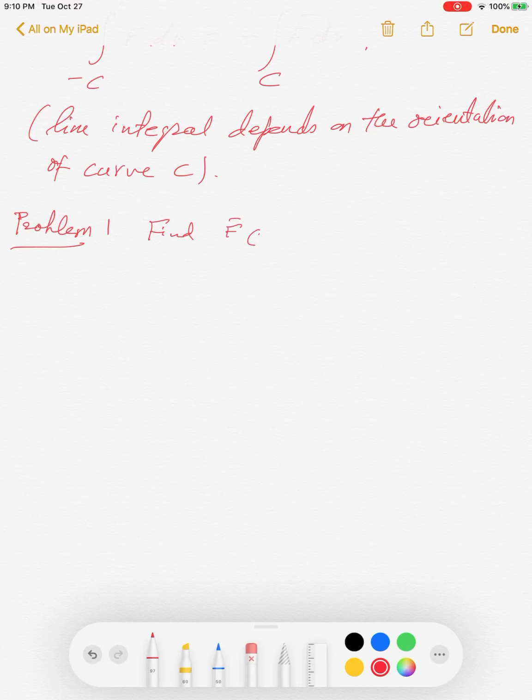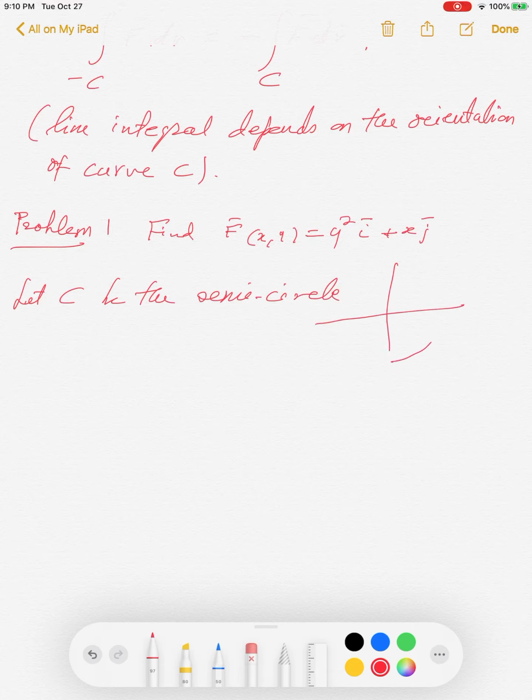Let's take the function f bar of x, y to be y square i bar plus x square j bar, and C be the curve, C be the semicircle going from (0, minus 1) to (0, 1).